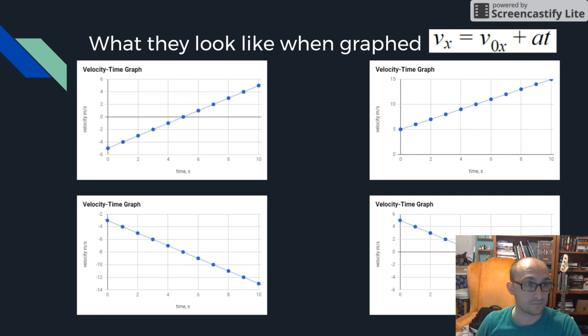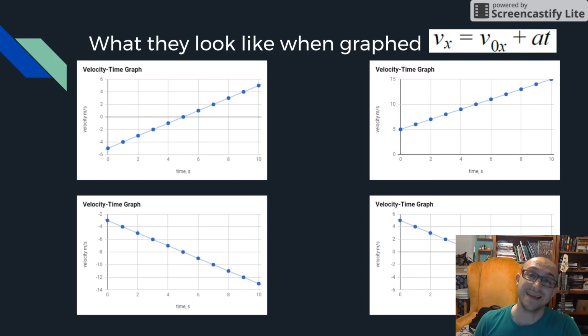So, 1 second, -5 to -4. 1 second, -4 to -3. 1 second, -2. 1 second, -1. 1 second, 0. 1 second, 1, then 2, then 3, then 4, then 5. It does not matter that the initial velocity was negative. The velocity will change by +1 each second if the acceleration is +1. And that same thing is true regardless of where I start. Here I start at 5, 1 second 6, 1 second 7, 1 second 8, 1 second 9, 1 second 10.